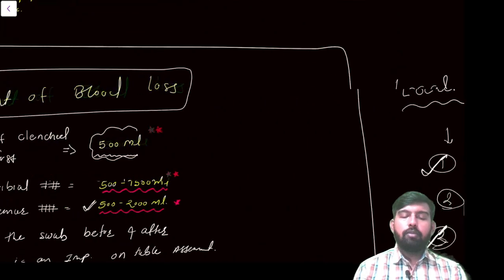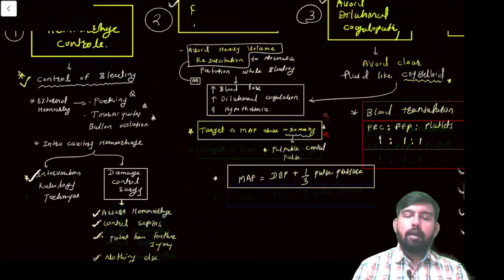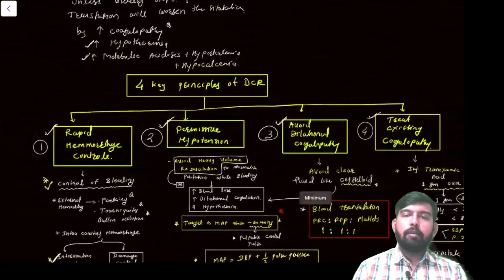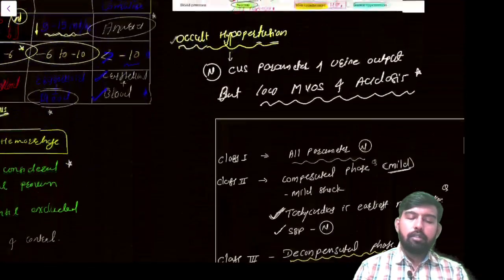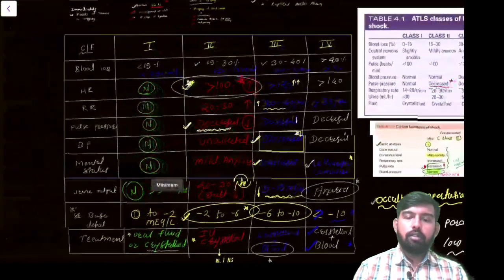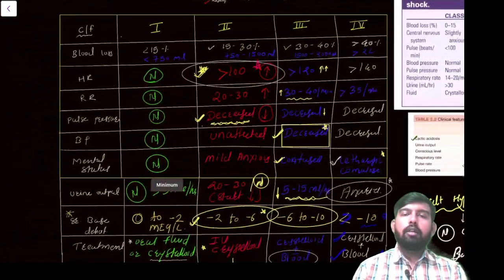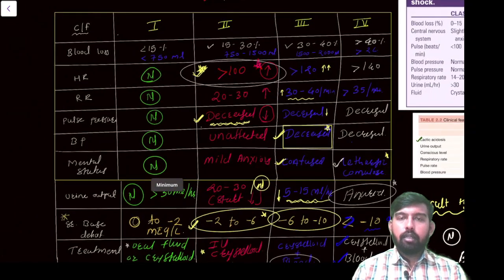Remember, the most important things in this chapter are damage control resuscitation, the 4 key principles of damage control resuscitation, and this chart. This chart is important: the classification of hemorrhagic shock depending upon the amount of blood loss.